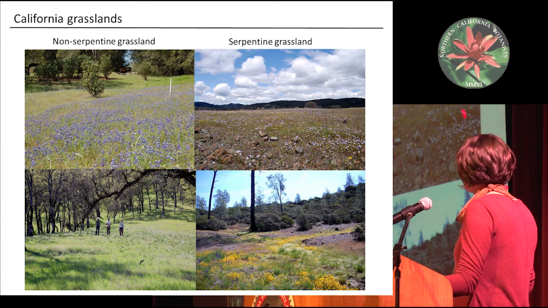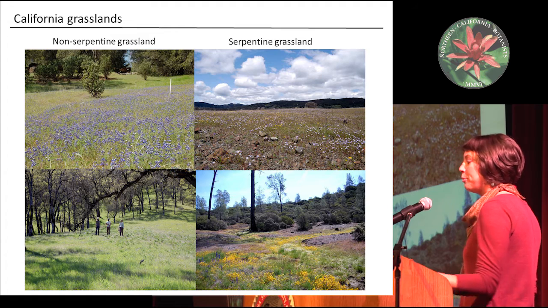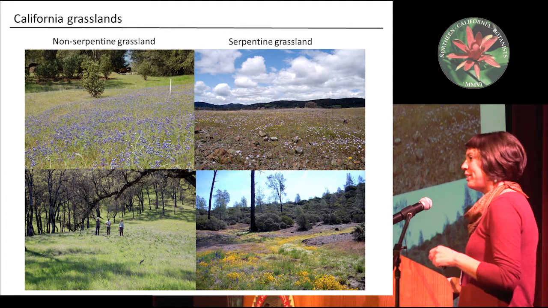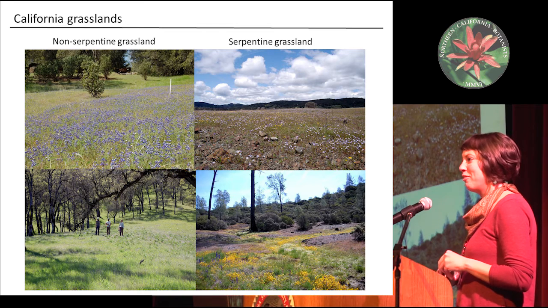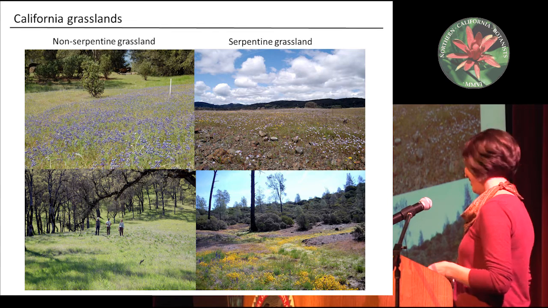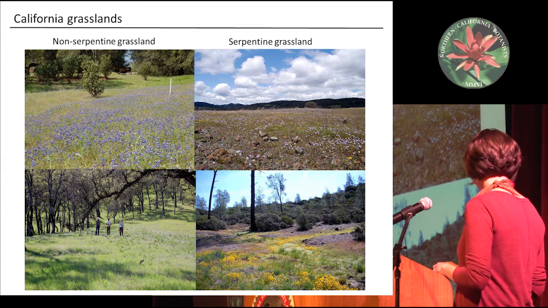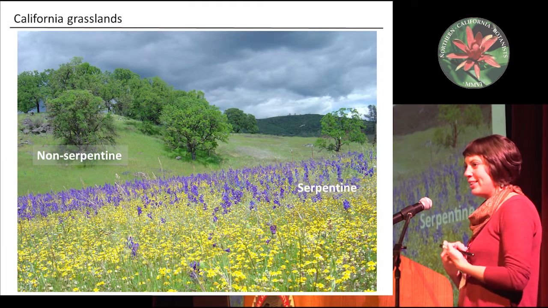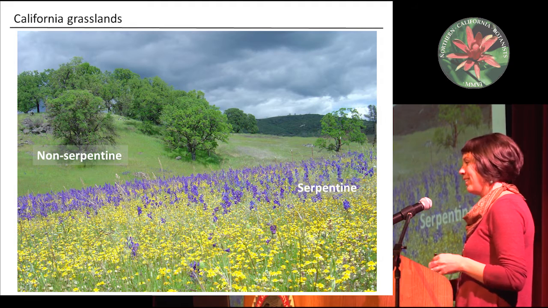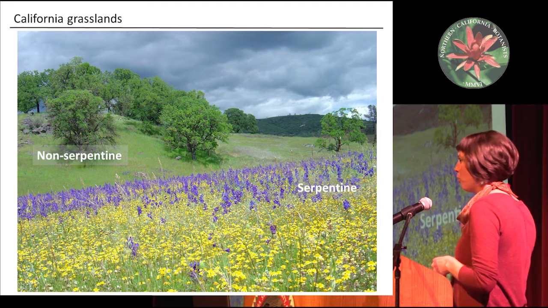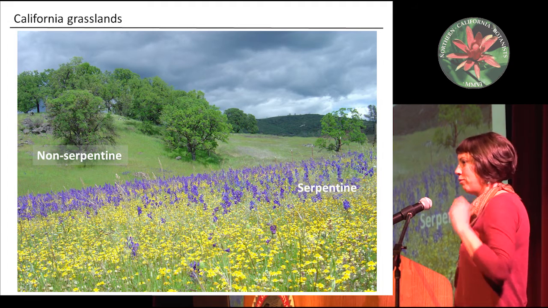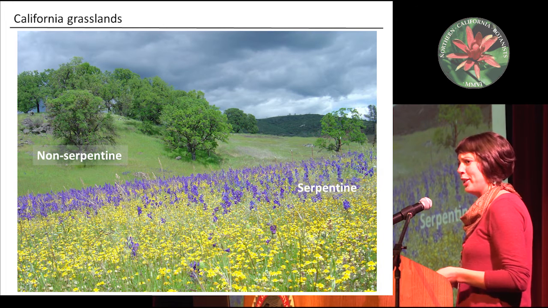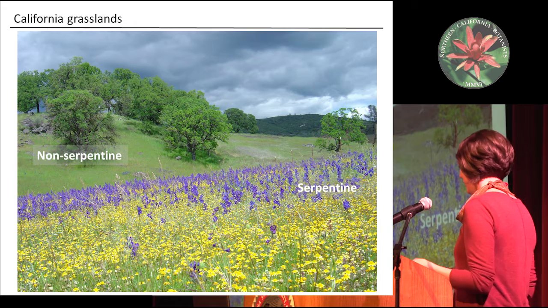In contrast, serpentine grasslands tend to be these open landscapes dominated by a lot of short-statured native annuals. Someone mentioned earlier how much she loved the tiny little plants. It's part of why I love serpentine. And in some cases, they run right into each other. So you have serpentine grassland in the foreground, and you can literally walk across that ravine into non-serpentine grassland. And I think that's a fairly dramatic picture of the differences.